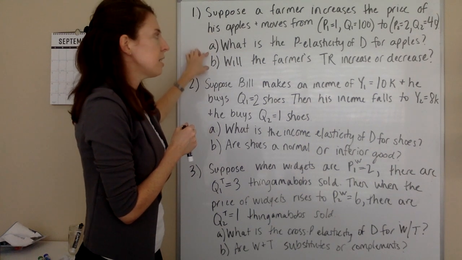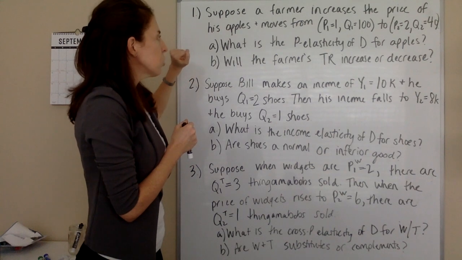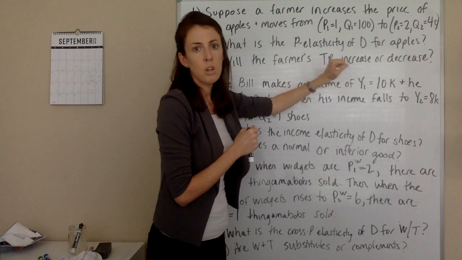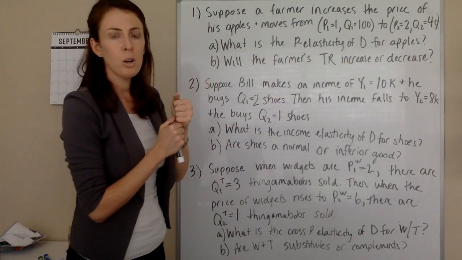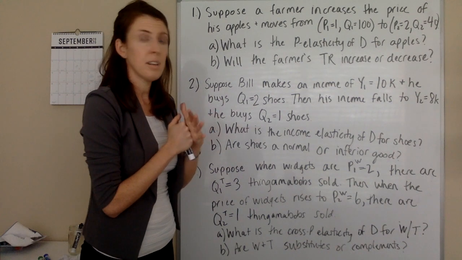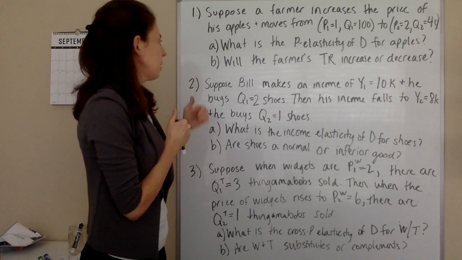Part B is based on the elasticity that you get in part A. Answer whether the farmer's total revenue will increase or decrease. So again, as a reminder, whether total revenue increases or decreases depends on whether the demand is elastic or inelastic. Okay, question number 2, we're going to be thinking about income elasticity of demand.